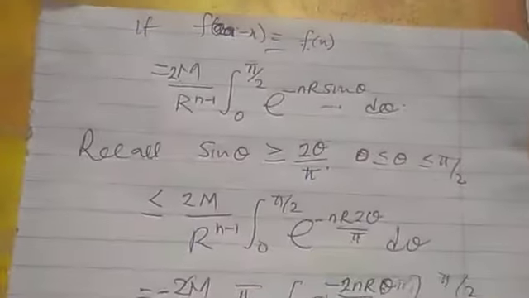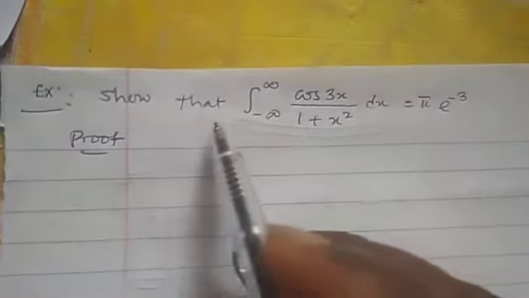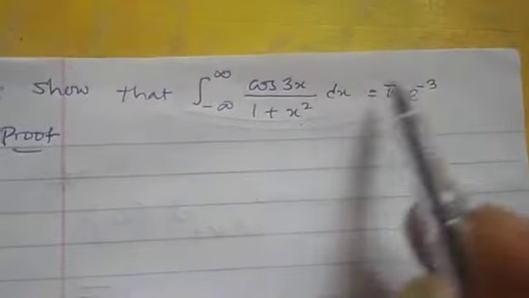So that completes the proof of the Jordan's lemma. So let's take an example on this. We have an example here. Show that this is this.